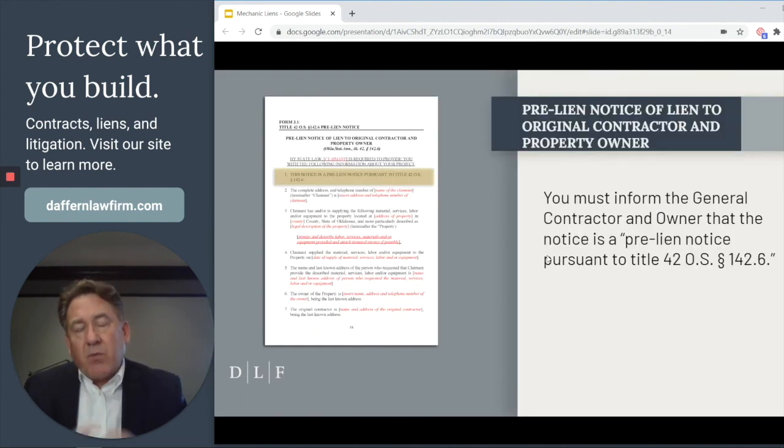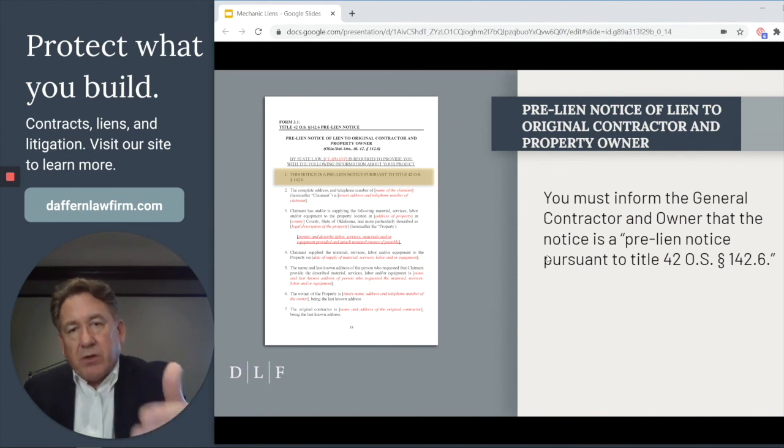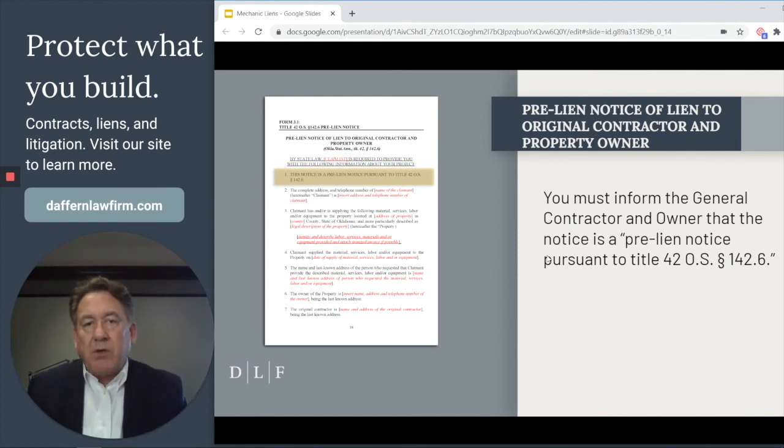Okay, so that's all I really want to get into right now. In our next video, I'll actually show you the form that we're going to use and how to actually fill it out using the checklist with the information that you were able to collect. And we'll go through there and show you how to actually fill out a pre-lien notice sample that we use in our office.